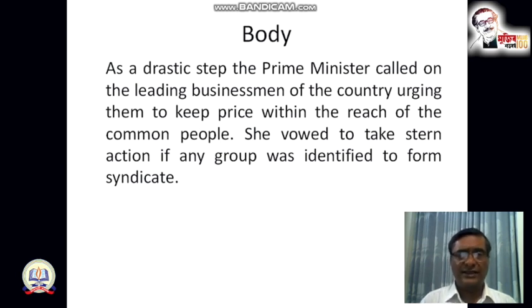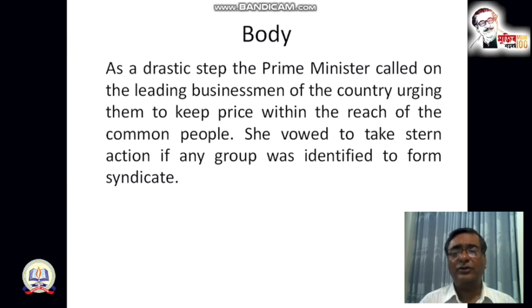As a drastic step, the Prime Minister called on the leading businessmen of the country, urging them to keep price within the reach of the common people. And what kind of request did she make to the businessmen? She asked them to keep the price within the reach of common people, so that they take some initiatives that the prices become lower than what is existing now.